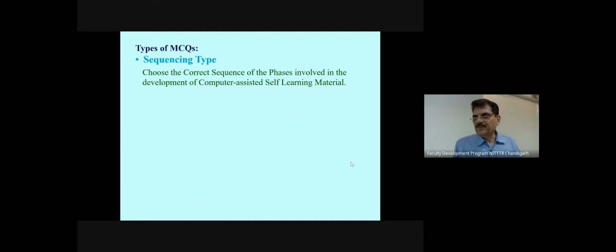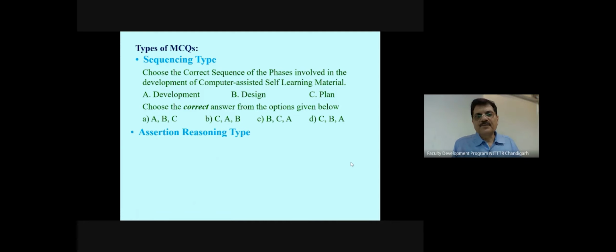Sequencing type. Choose the correct sequence of the phases involved in the development of computer-assisted self-learning material. Development, design, plan. So choose the correct answer from the options given below. पहला ABC, second CAB, then BCA, then CBA. तो ये sequence type questions आ गए. This is not simple MCQ.